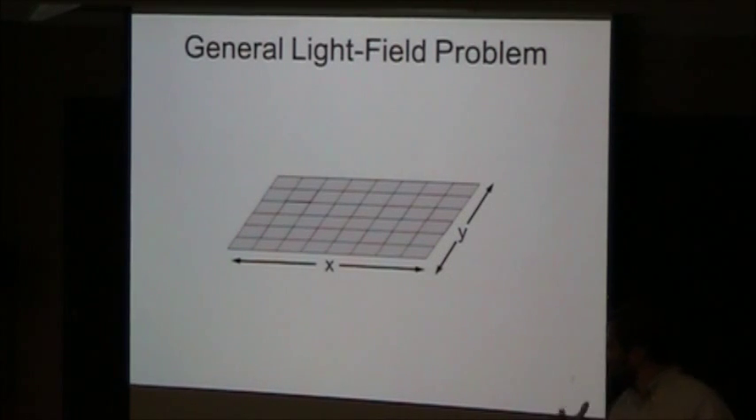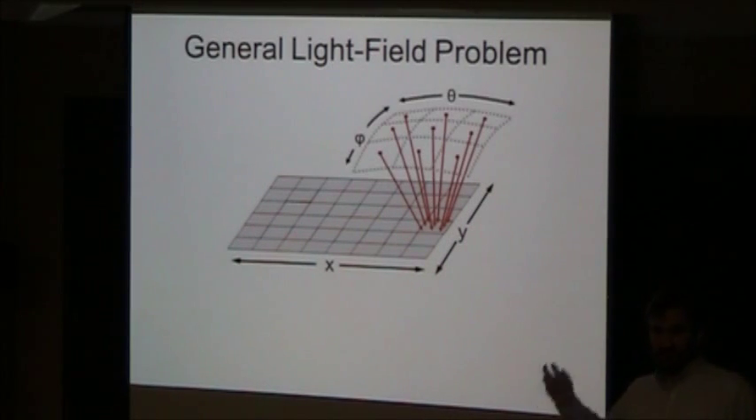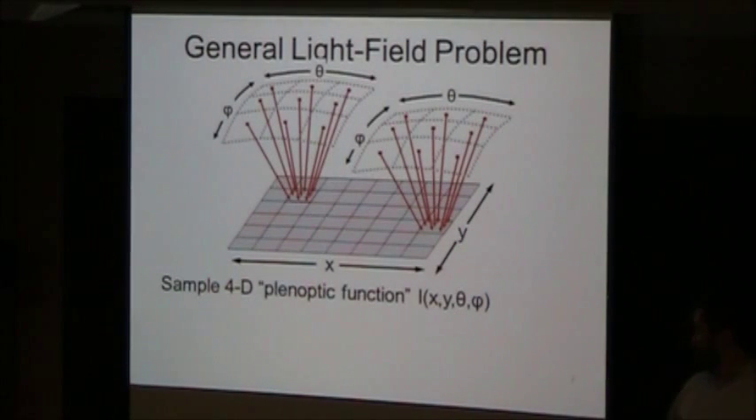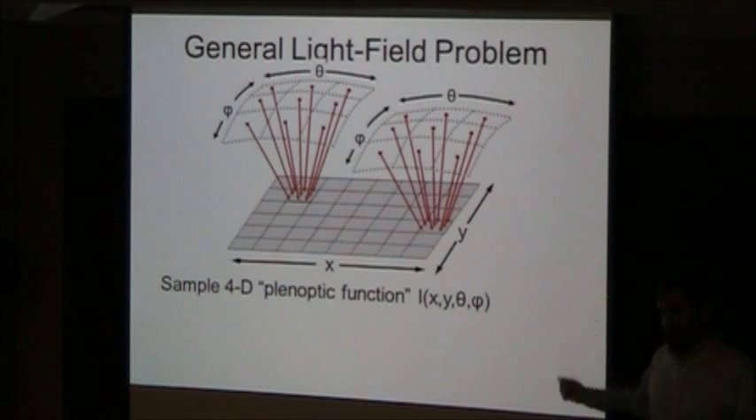And you can formulate this as a general light field problem, which is to say we capture information not only in the x, y dimensions, but also in the theta, phi dimensions of each of those locations. So we can describe this in general as a plenoptic function. It's called a 4D plenoptic function, which is basically the intensity as a function of x, y, theta, and phi.